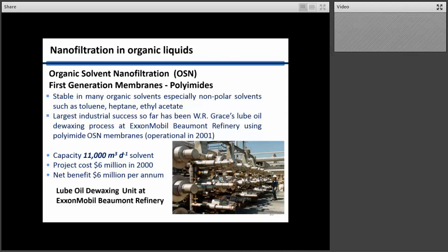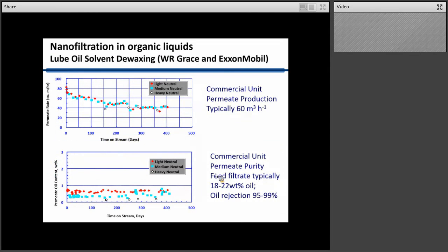Just to give you an indication of the performance of that plant, this is data for a period of over a year on the commercial production of lube oil. And what you've got on the top plot is the permeate rate in cubic meters per hour. You can see that goes down. And that's one of the problems with membrane, as the flux goes down over time. That can be due to fouling on the surface or aging of the membrane.